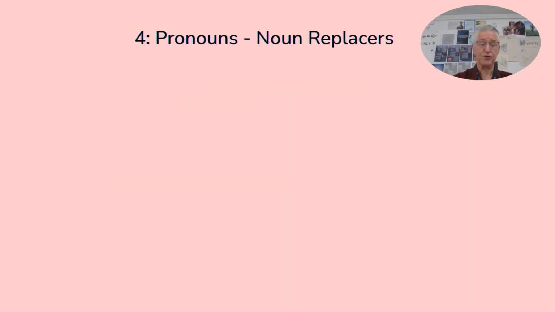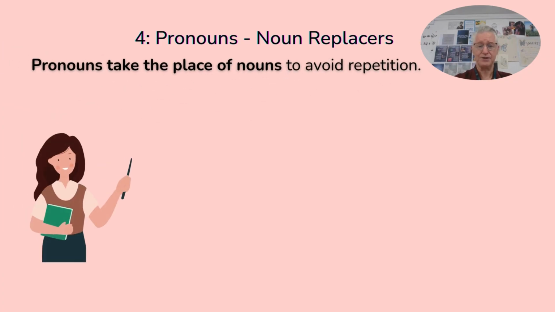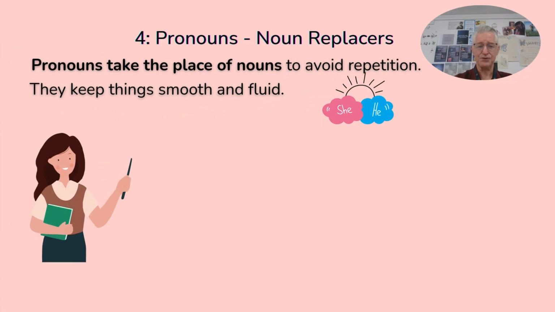Number 4 is pronouns. Pronouns are noun replacers. They take the place of nouns to avoid repetition. They keep things smooth and fluid. Now, there's a lot of pronouns and a lot of types because there's a lot of nouns for them to replace. You don't have to learn them all, but you need to be aware of them.